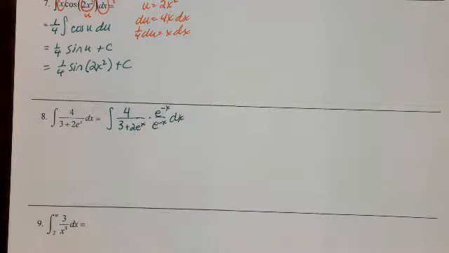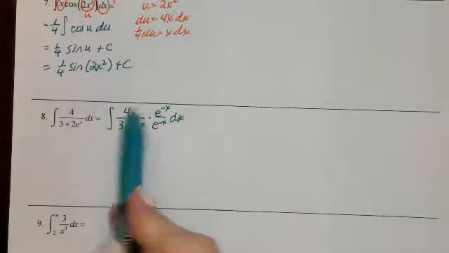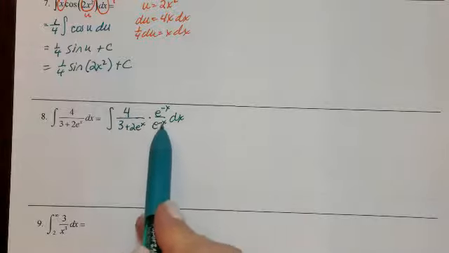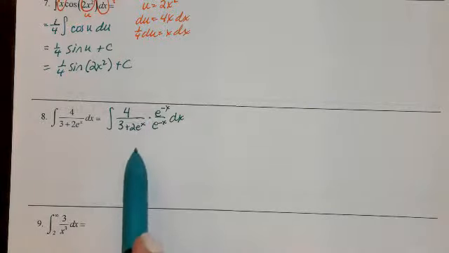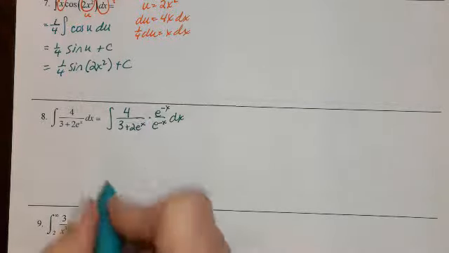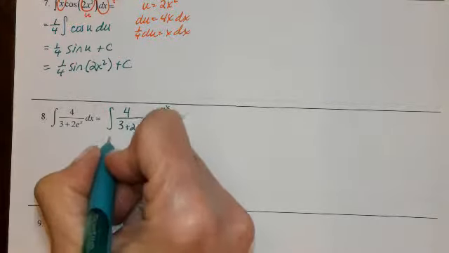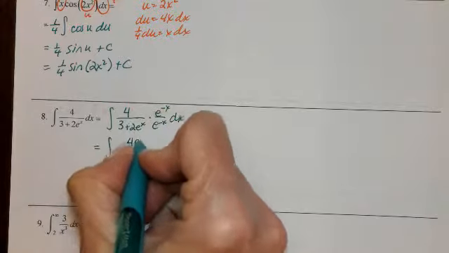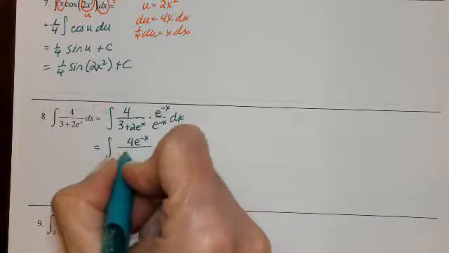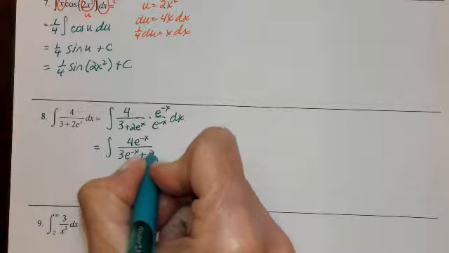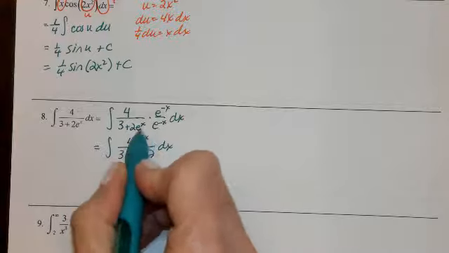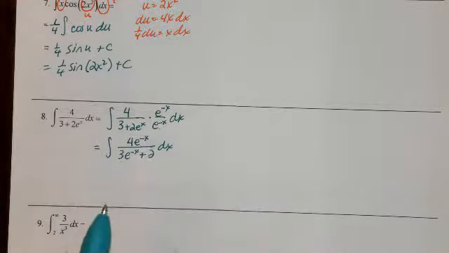Why? Because it'll get me an e on top, and it'll change this to have an e with it, and this will no longer have an e with it. So I'm doing just enough to make it work for myself. So we'll have 4e to the negative x over 3e to the negative x plus 2, because e to the x times e to the negative x is 1.